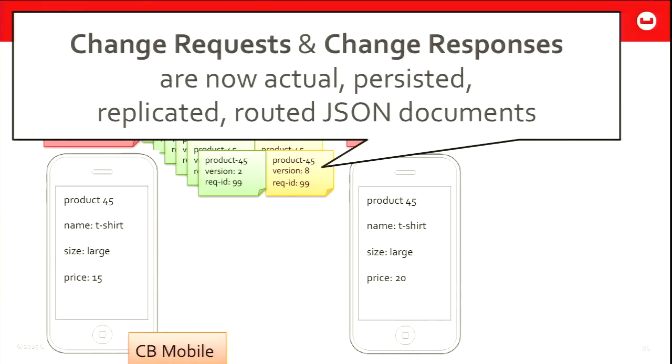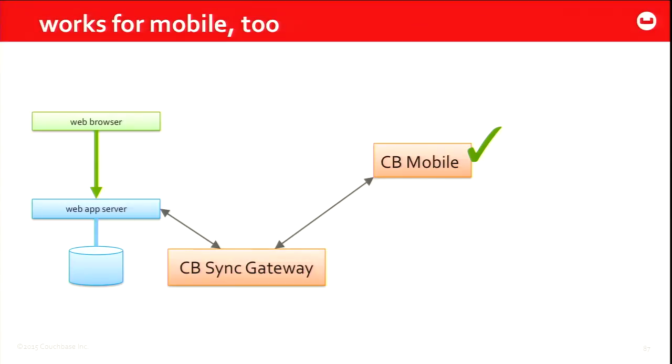So the thing is now, these requests, these green things and yellow things, these change requests and change responses, they're now actual, honest to God, real documents. They're routed JSON documents in the world of Couchbase Sync Gateway and Couchbase Mobile. And that's how we take care of mobile, right? Simple pattern, not too hard to follow.